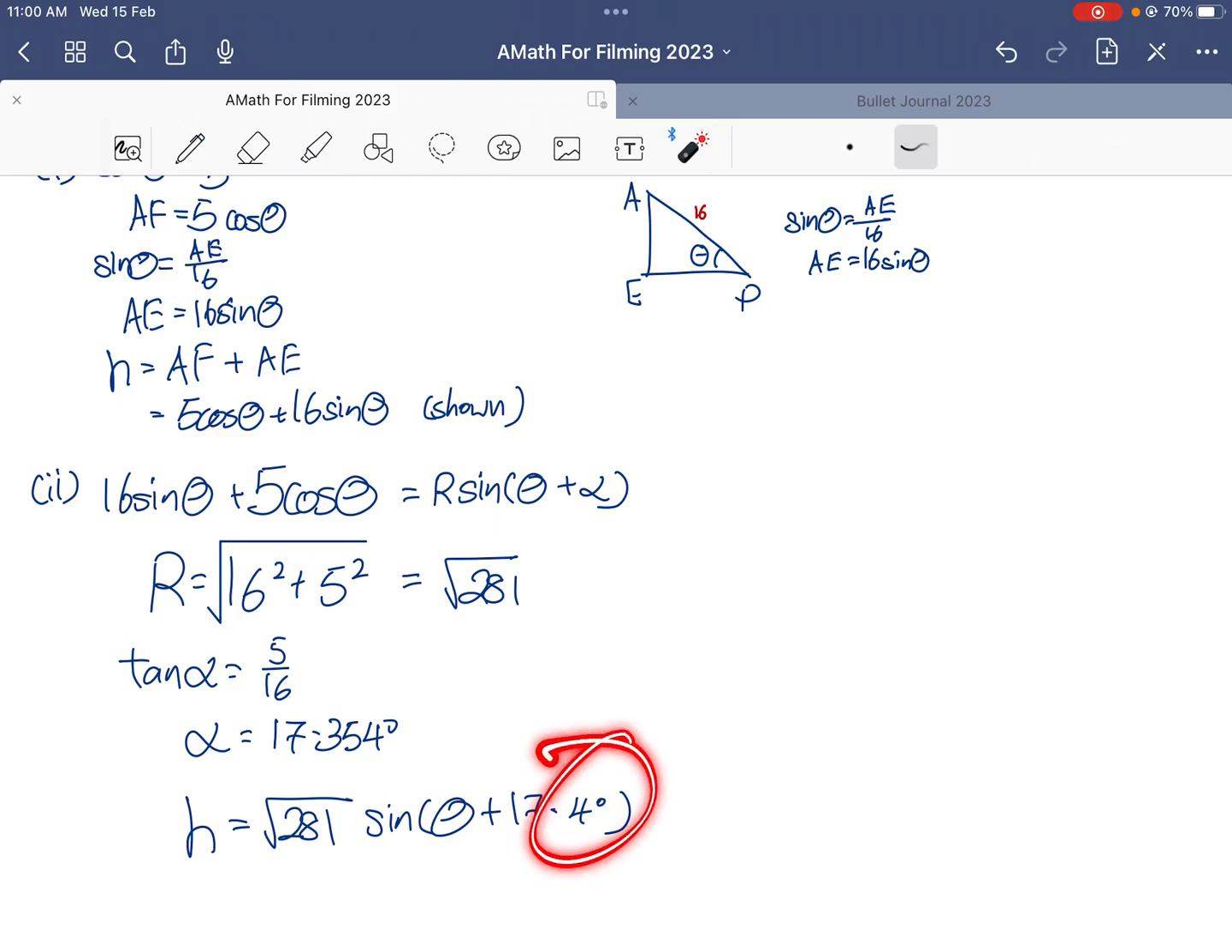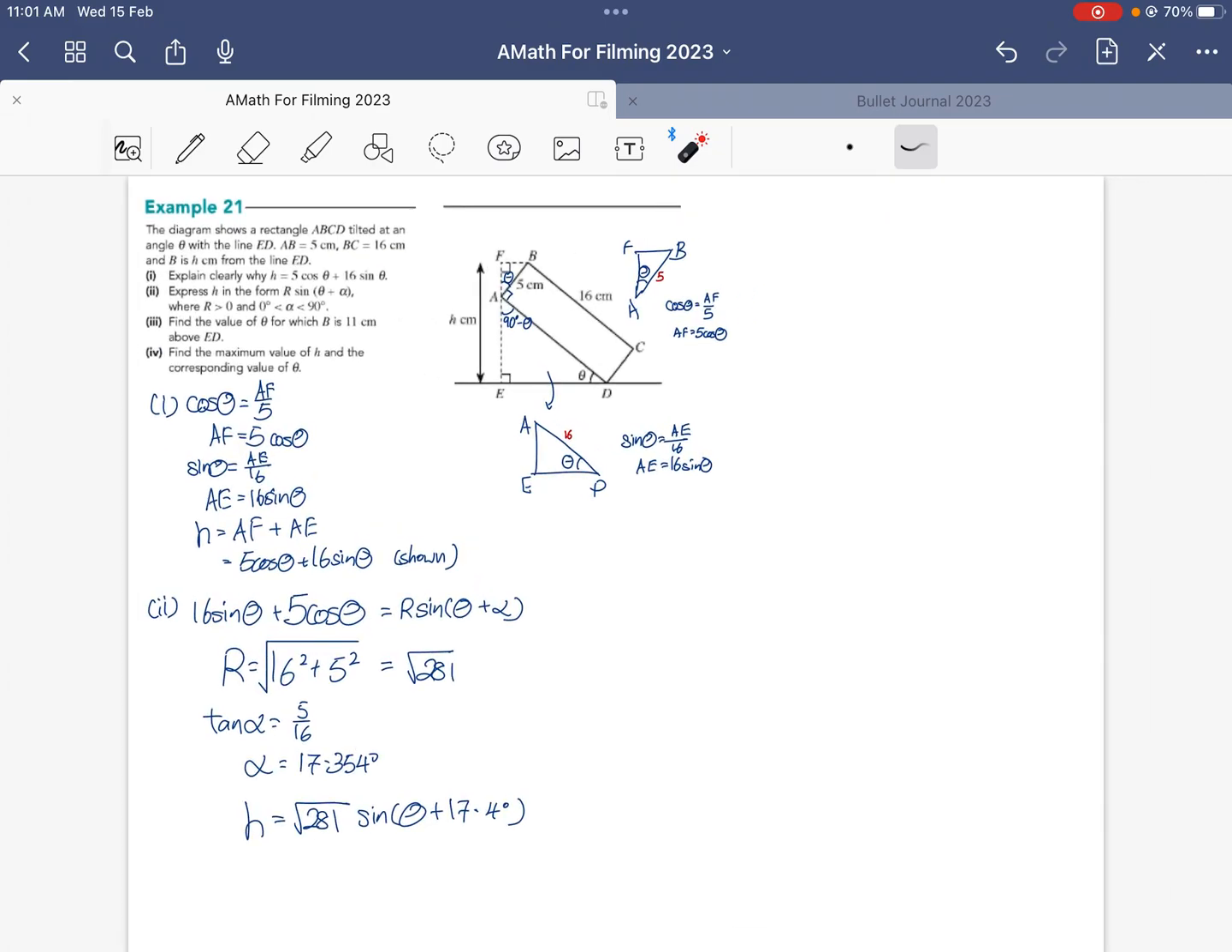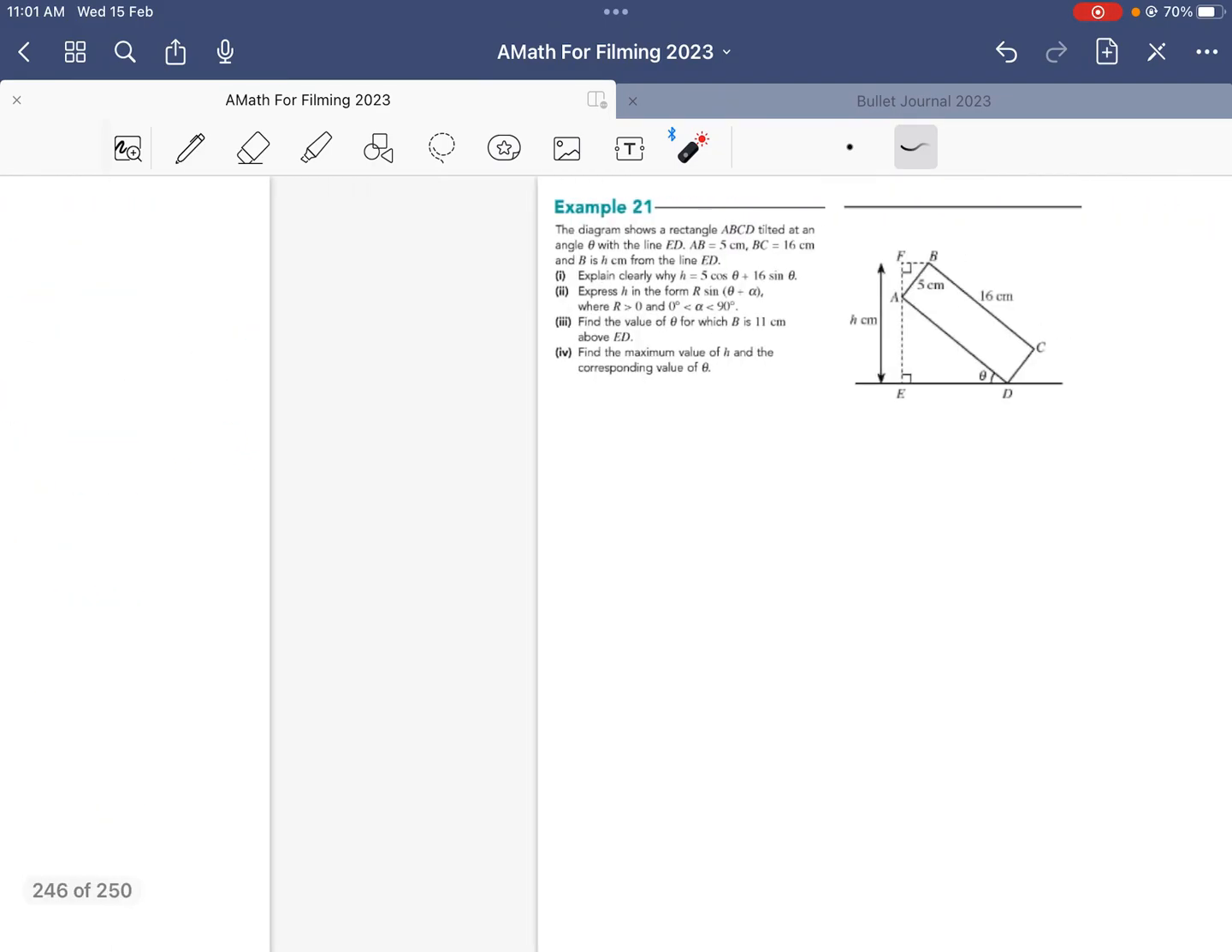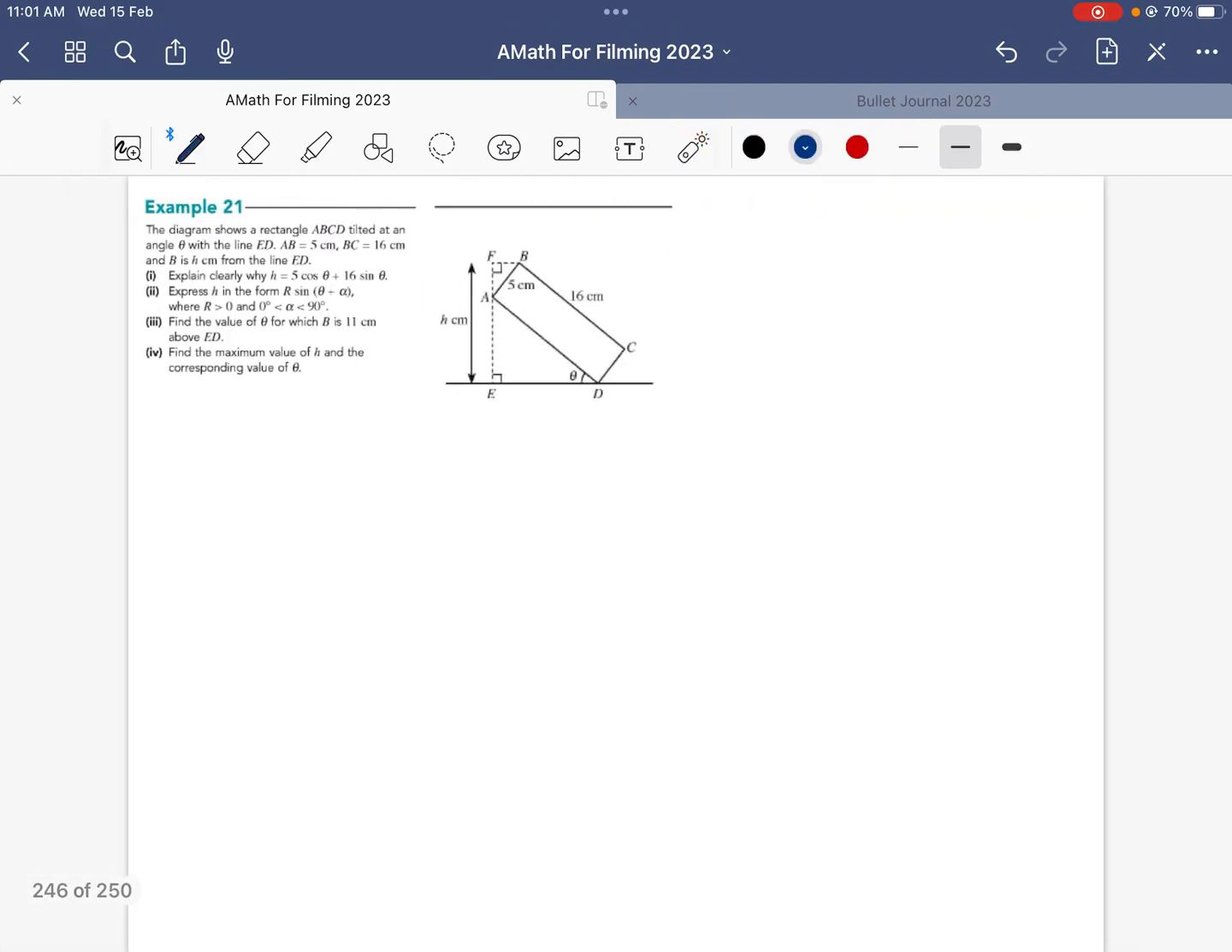Notice that I used correct to 1 dp, but later on when you need to do calculations, alpha should be expressed correct to 5 SF so that you can increase your accuracy. So now I'm at part 3. Find the value of theta for which B is 11 cm above AD. So now if B is 11 cm above AD, this actually means that the height is actually 11 cm.